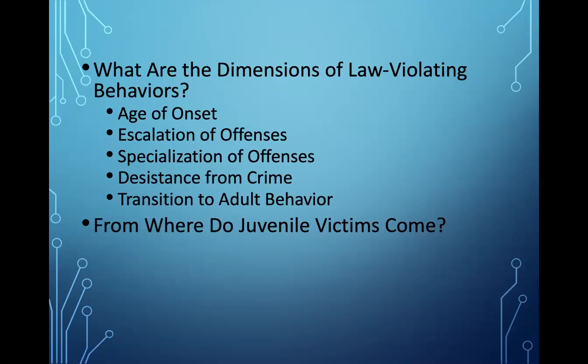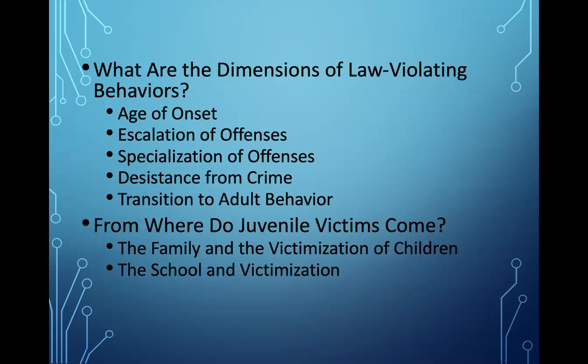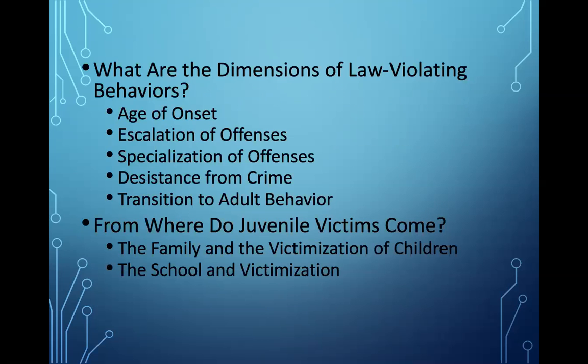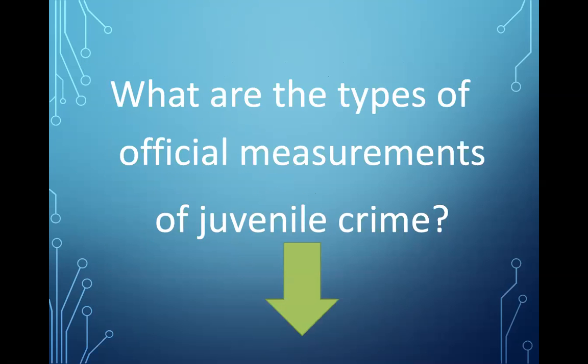We're also going to look at where juvenile victims come from, the family and the victimization of children, and how that has an effect. Also the school and victimization. So that's pretty much an outline, these 2 different pages, as far as what we're going to be looking at throughout Chapter 10 and throughout this presentation. All right, so let's get started.